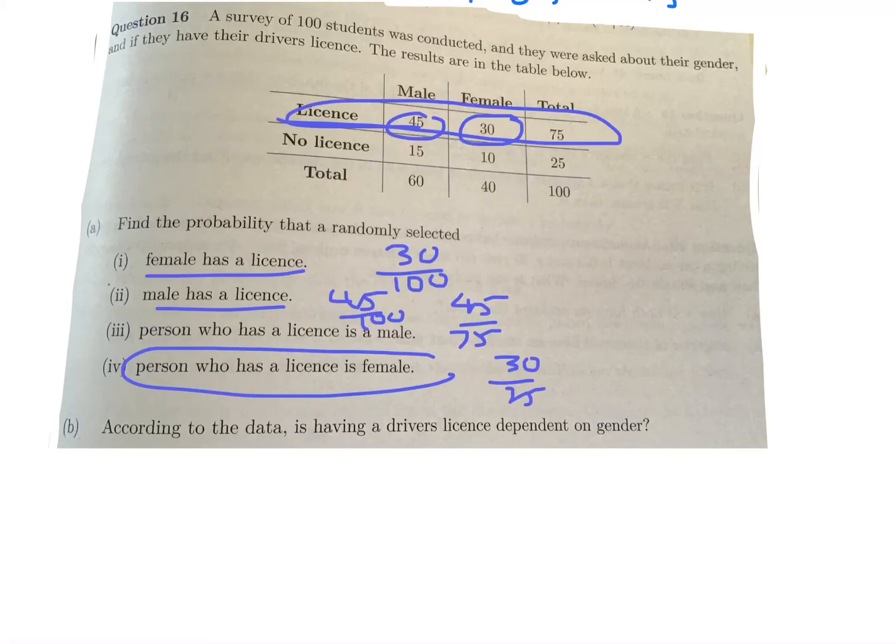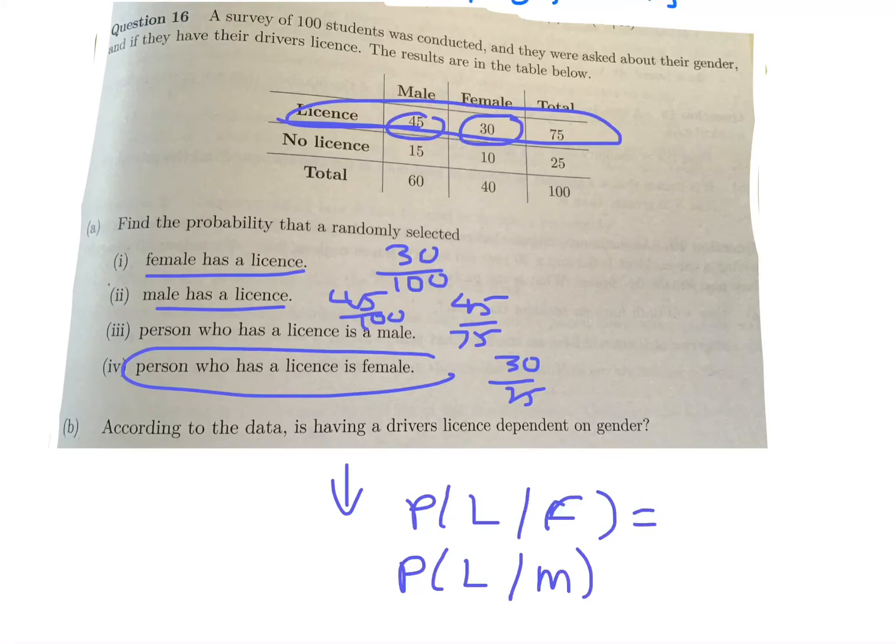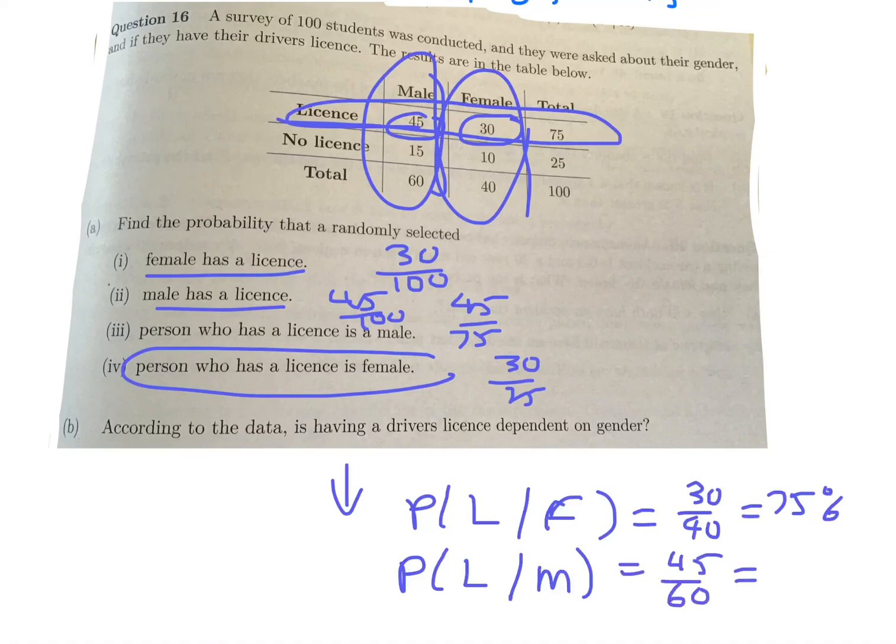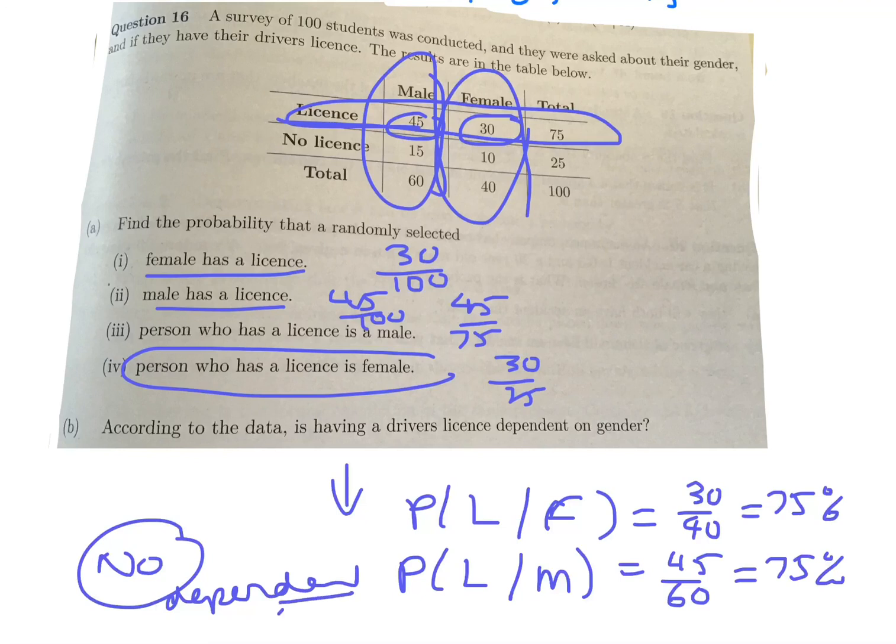According to the data, is having the driver's license dependent on gender? Well, to have a look at this, you have the probability that they have a license given they're female and the probability that they have a license given they're male. So the probability they have a license given that they are female, if they're female and have a license, that would be 30 on 40, so it's about 75%. The probability that they have a license given that they are male, that'd be 45 on 60, so that's about 75%. So no, it's not dependent on it, because you get the same percentage for having a license whether you're male or female.